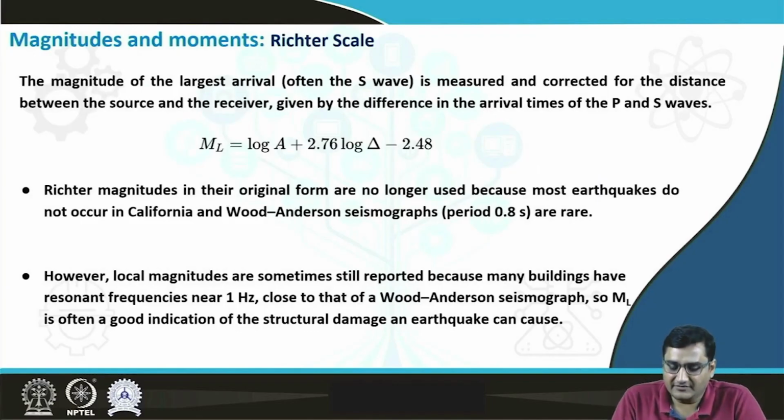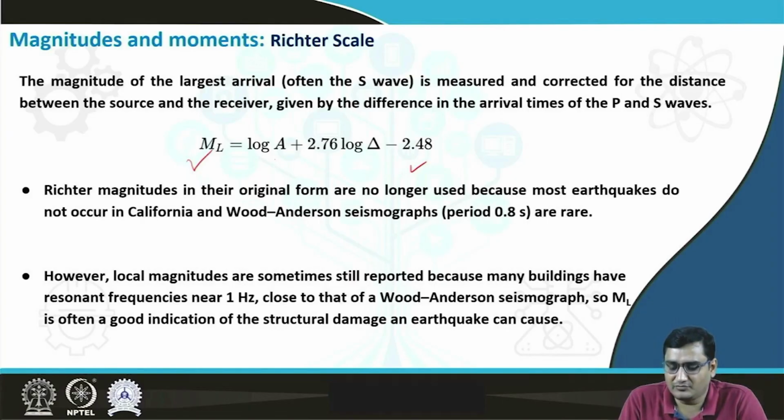And the magnitude of the largest arrival, that is most often the S wave, is measured and corrected for the distance between the source and the receiver, given by the difference in the arrival times of the P and S waves. So this is the formula for the local magnitude scale: log A plus 2.76 log of delta minus 2.45. And the Richter magnitude scale that we just saw, in its original form, is no longer used; it has been upgraded.